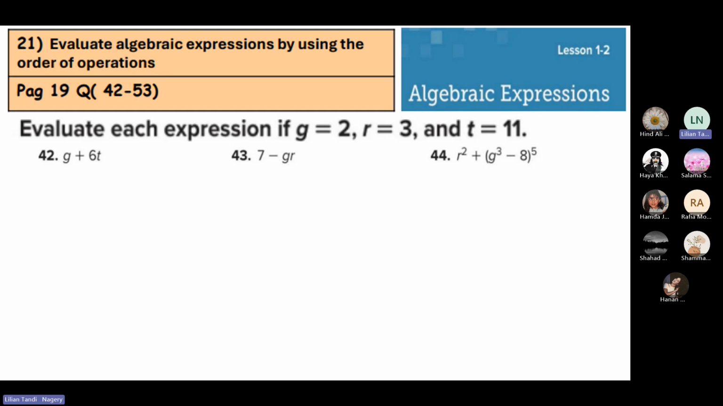Can we move on? Yes, Miss. Okay. Part 2 starts here. This is question 42. The question says, evaluate each expression if G is 2, R is 3, and T is 11. The question is telling you to replace the letter with the number.